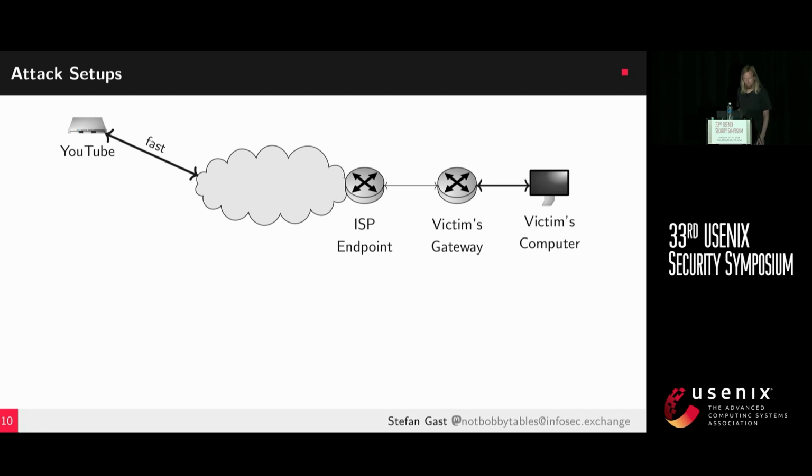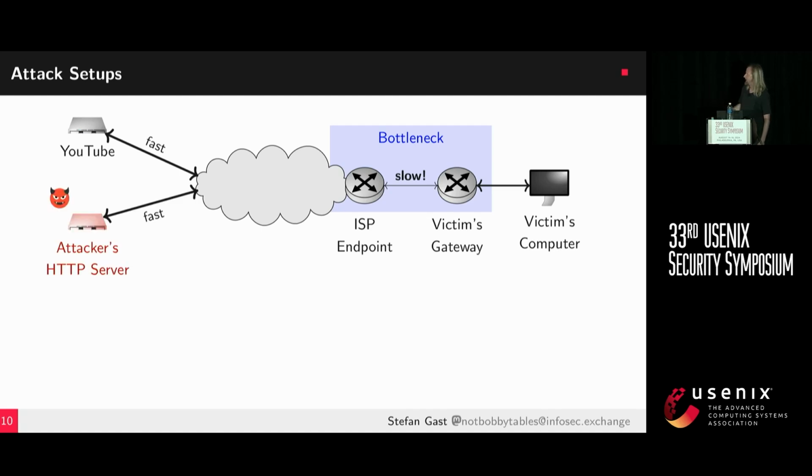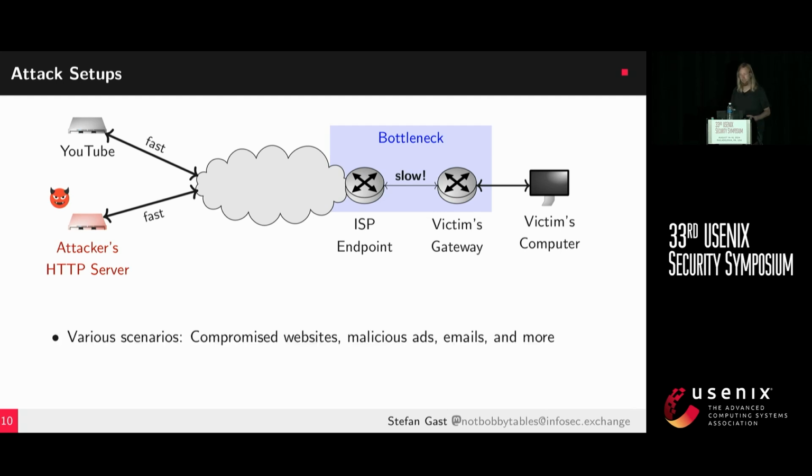If we build an attack on that, we now have this low bottleneck here, and we have an attacker that's a benign-looking TCP server, and it is not on the transportation path between, for example, YouTube and the victim's computer. It's completely off path. This allows for multiple scenarios. For example, it might be a compromised website, a malicious ad that's delivered to you, or a spam email or something like that.